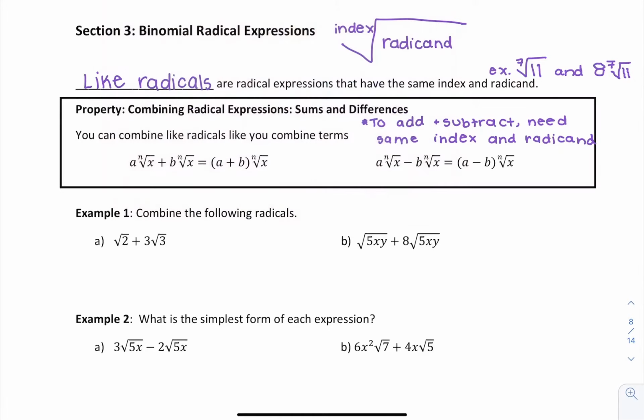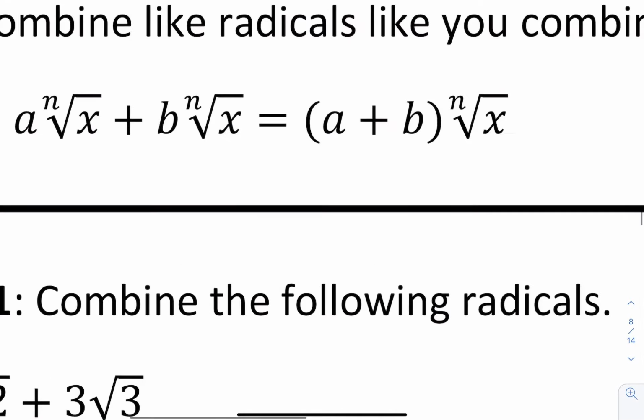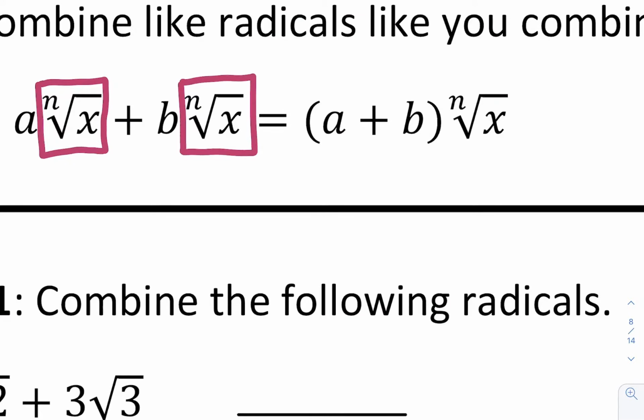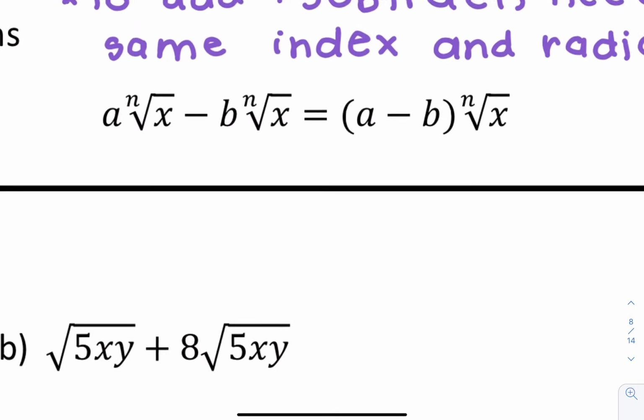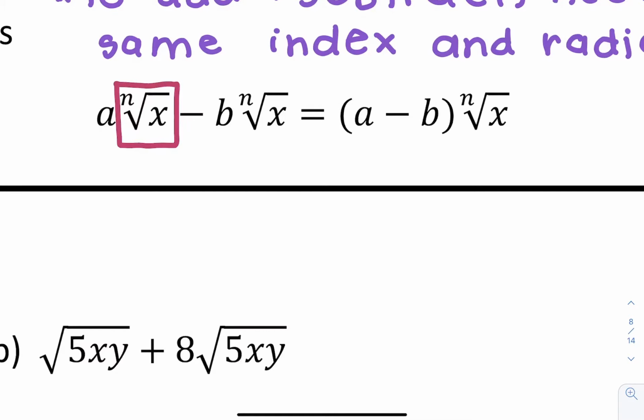What I like to do, if I'm adding and I notice that there's the same index and same radicand, is put a box around it. Then I have A boxes and B boxes, so I have A plus B boxes. Just like if I had 5x plus 2x, I'd have 7x. Same thing for subtraction. If I see something that has the same index and radicand, I put a box around it. If I have A boxes minus B boxes, I have A minus B boxes. Let's try out a few examples and it should make a little bit more sense.